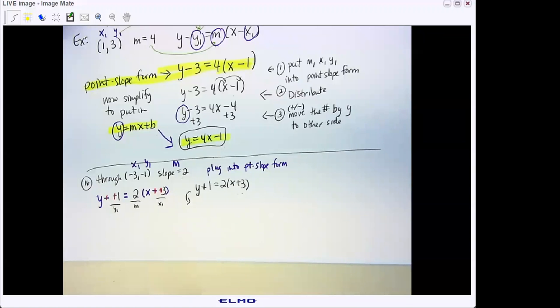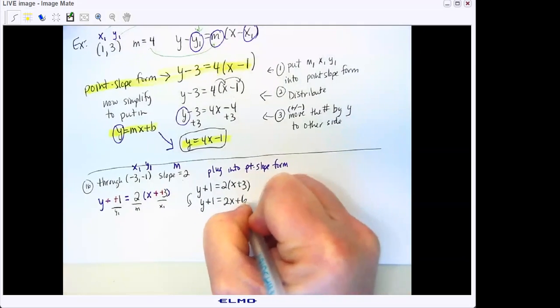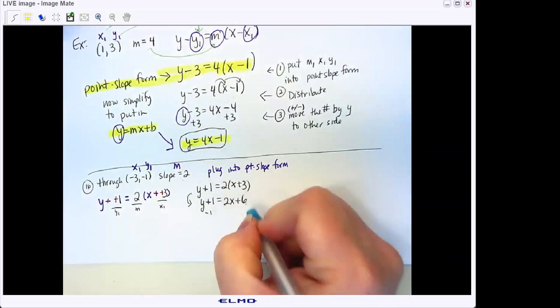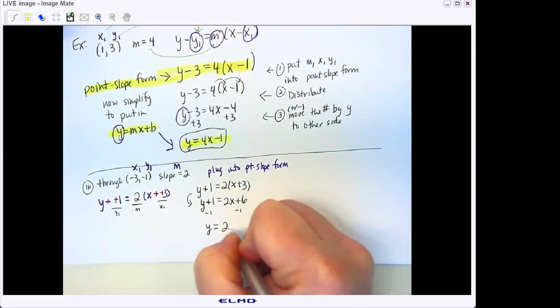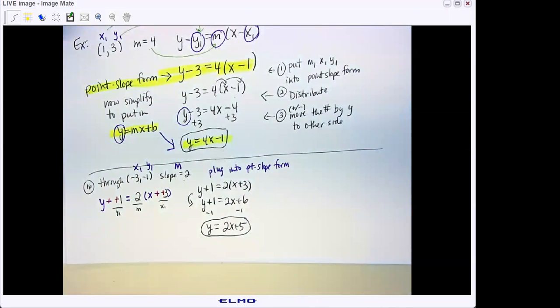Okay. So distribute. This is the process. We're going to write it like this. We're going to distribute. So y plus 1 equals 2x plus 6. Subtract 1 on both sides. Y equals 2x plus 5. You're done. That was it. And I know it took a lot longer to actually talk through it than it did to do it. The only catch is sometimes your slopes are fractions. So we're going to do 2 of those together.